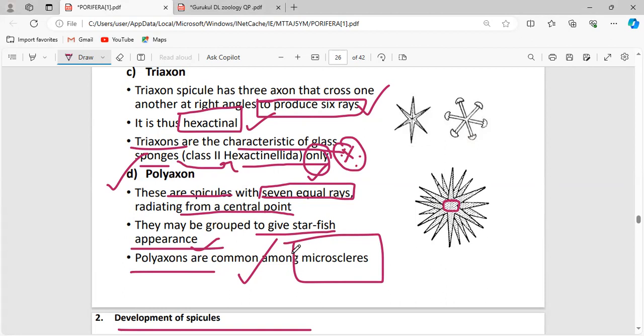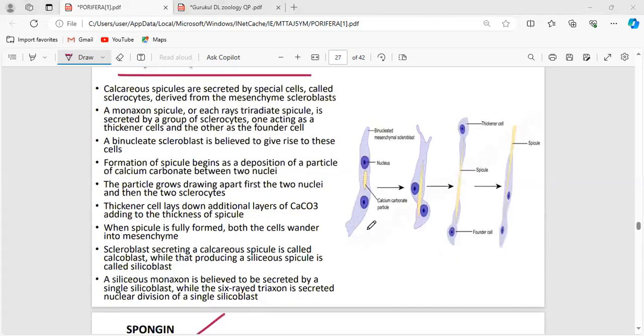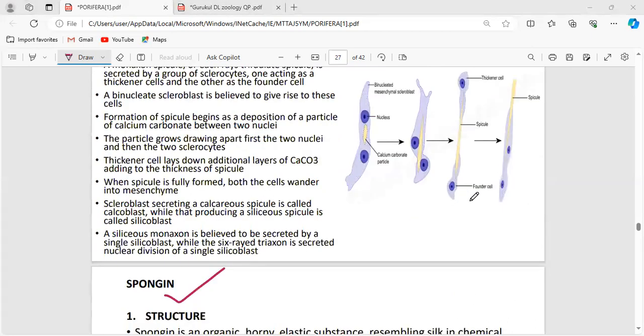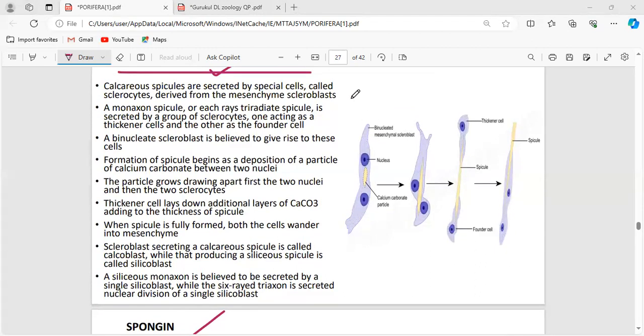It is scleroblast. Scleroblast is the cell that gives rise to the spicules. Spongioblast is the name of the cell that gives rise to the spongin fibers. Okay, fine. How the spicules are developed, see this. Let me explain the picture first. Initially this is considered as the mesenchymal scleroblast. See, these are the cells inside the structure which is called the mesenchymal scleroblast.